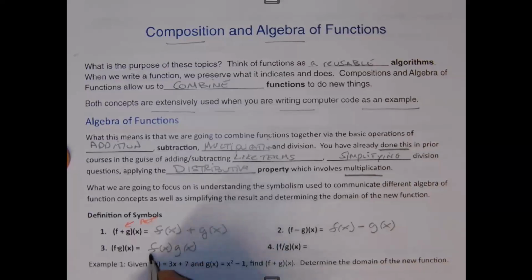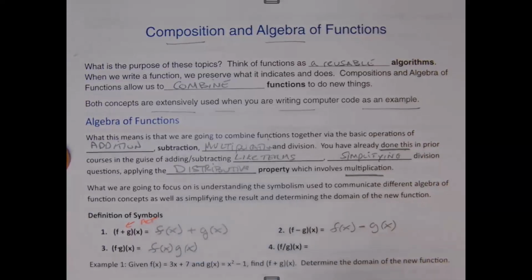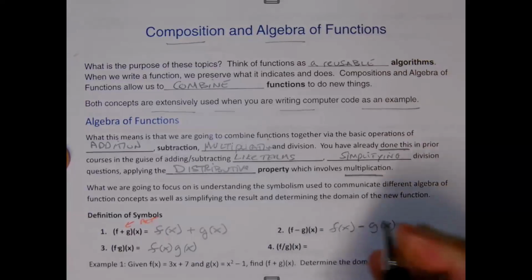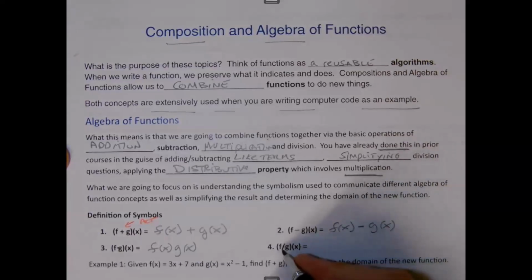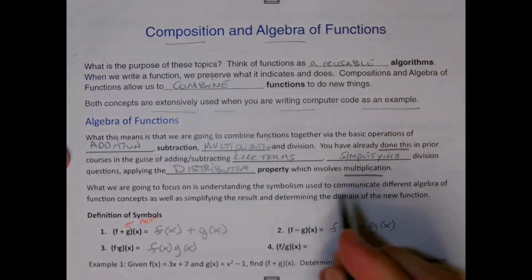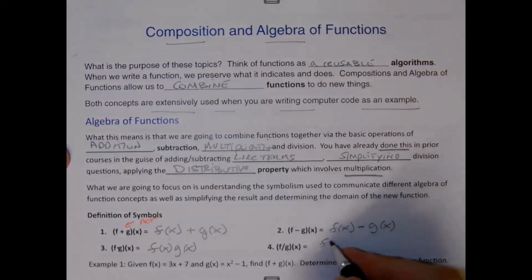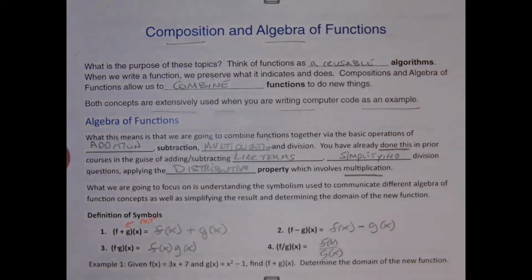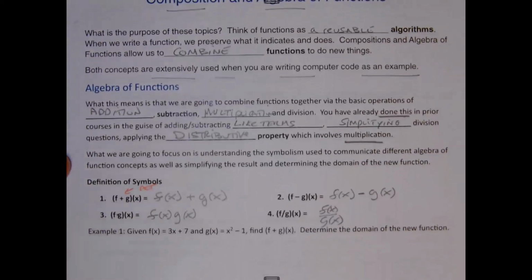And again, remember the f(x) is an entire symbol. You can't take it apart. So putting them both together just means to multiply these two functions together. And this means divide: (f divided by g)(x). So really it means f(x) divided by g(x). Okay, so that's the meaning of these four that we're going to look at.